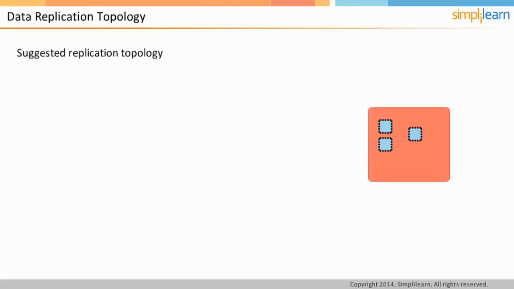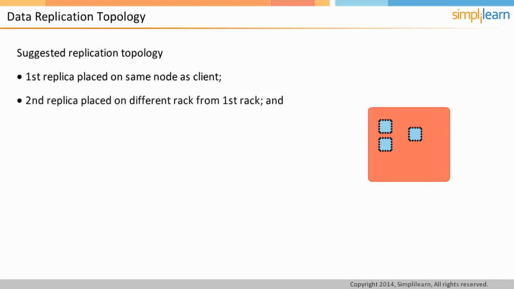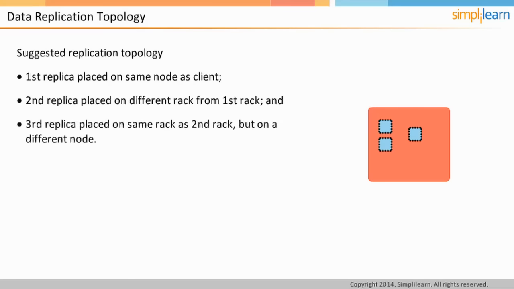In terms of replication, one of the suggested replication topologies could be having the first replica placed on the same node as the client. The second replica is placed on a rack different from the first rack. The third replica is placed on the same rack as the second rack, but on a different node. In the next screen, we will understand a pictorial representation of replication topology.